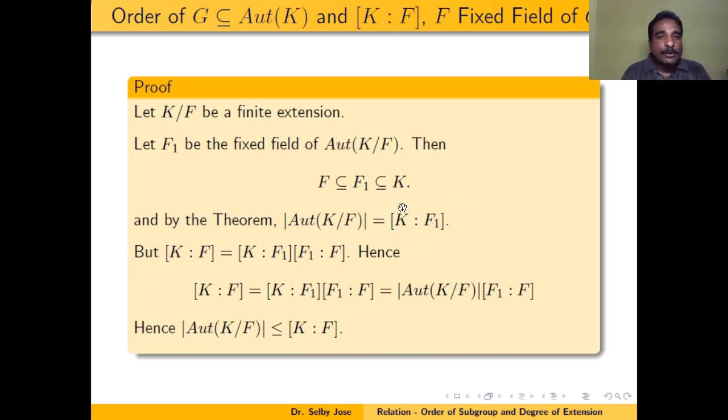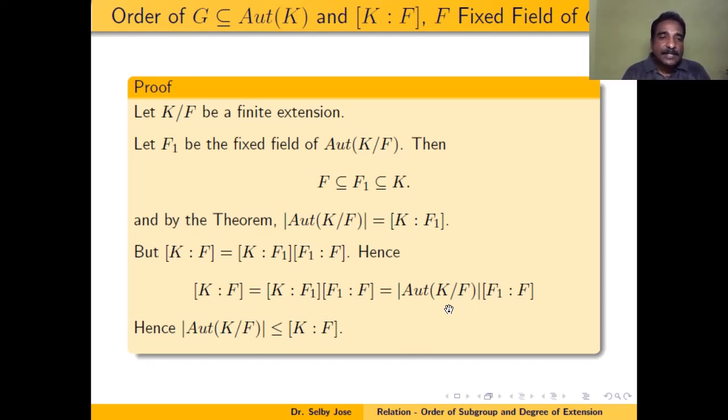But using the multiplicative property of the degree of extension, because F is contained in F1, contained in K, we can write the degree of extension K over F is equal to the degree of extension K over F1 times the degree of extension F1 over F. But the order of the automorphism group of K over F is equal to the degree of extension K over F1. So if we replace the degree of extension K over F1 with the order of the automorphism group of K over F, we get the degree of extension K over F is equal to the order of the automorphism group of K over F times the degree of extension F1 over F. Therefore, the order of the automorphism group of K over F divides the degree of extension K over F. Therefore, this number is less than or equal to the degree of extension K over F. That is the first part of the corollary.